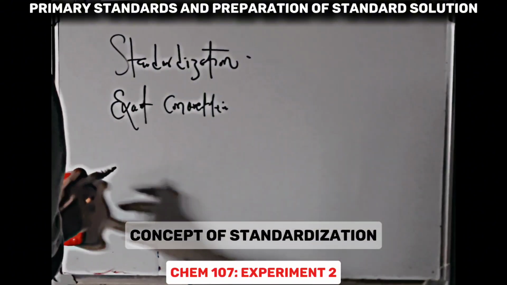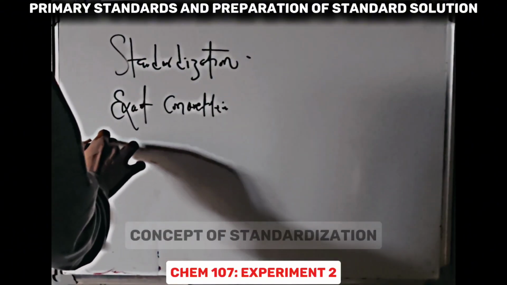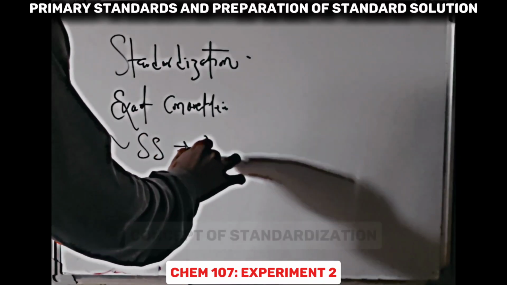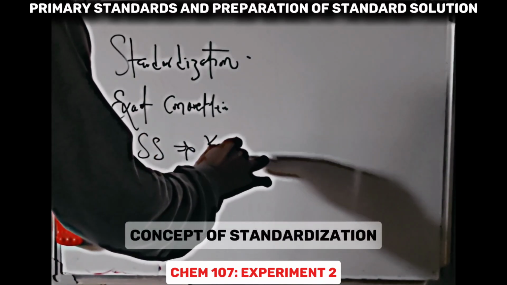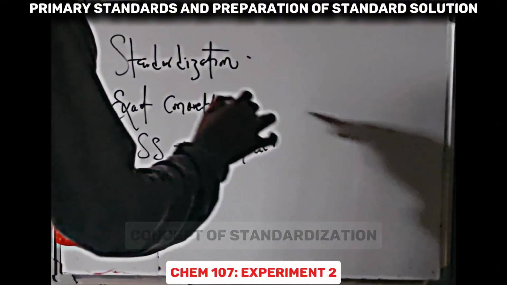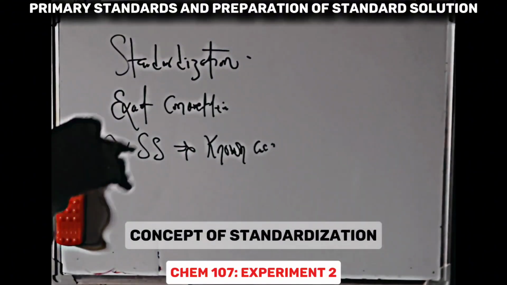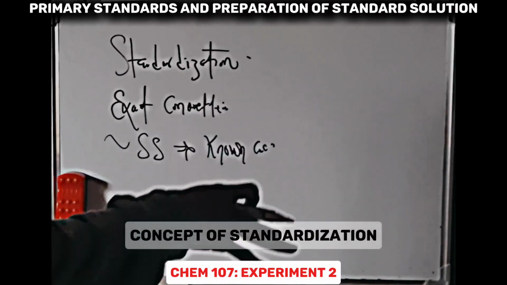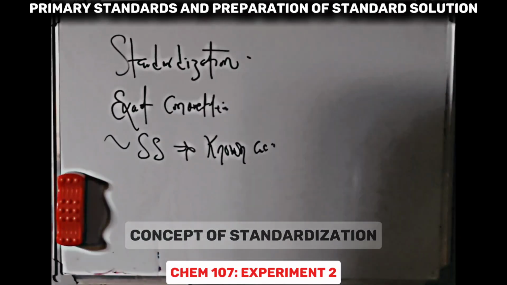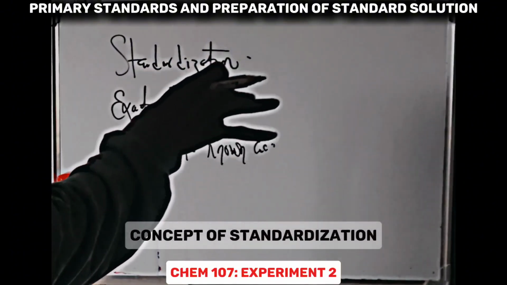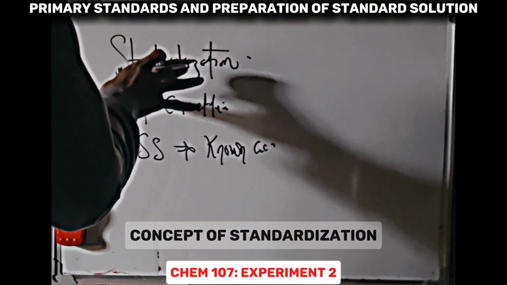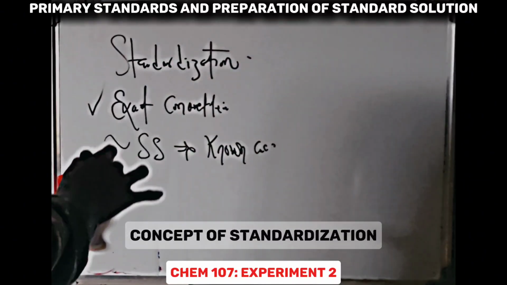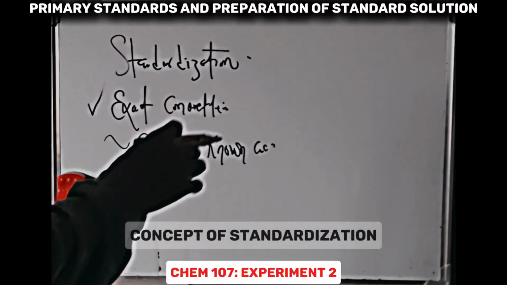Now, a standard solution is a solution of known concentration, and it is used in standardization. We employ it to determine the concentration of the prepared solution. The standard solution is a solution of known concentration, while standardization is the process of finding the exact concentration of a prepared solution.